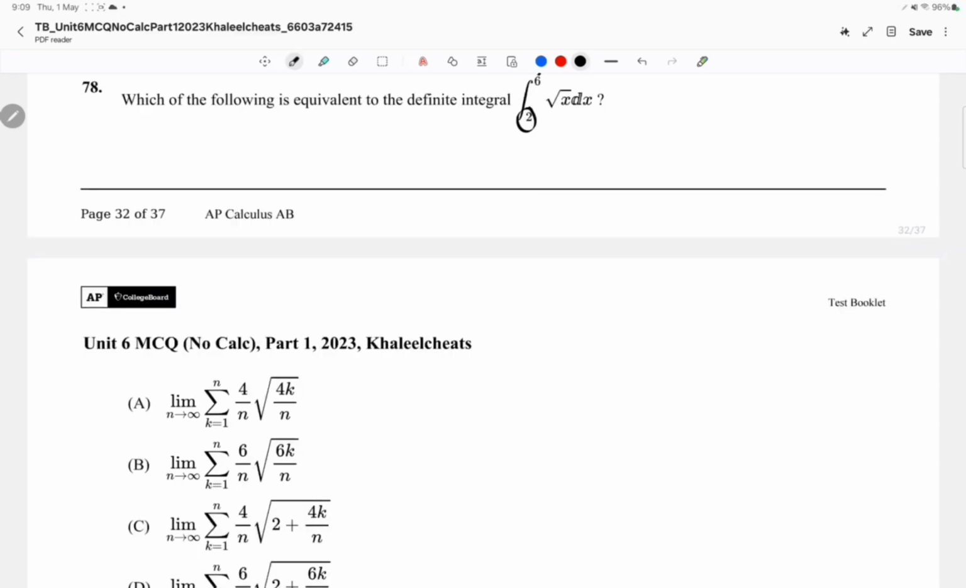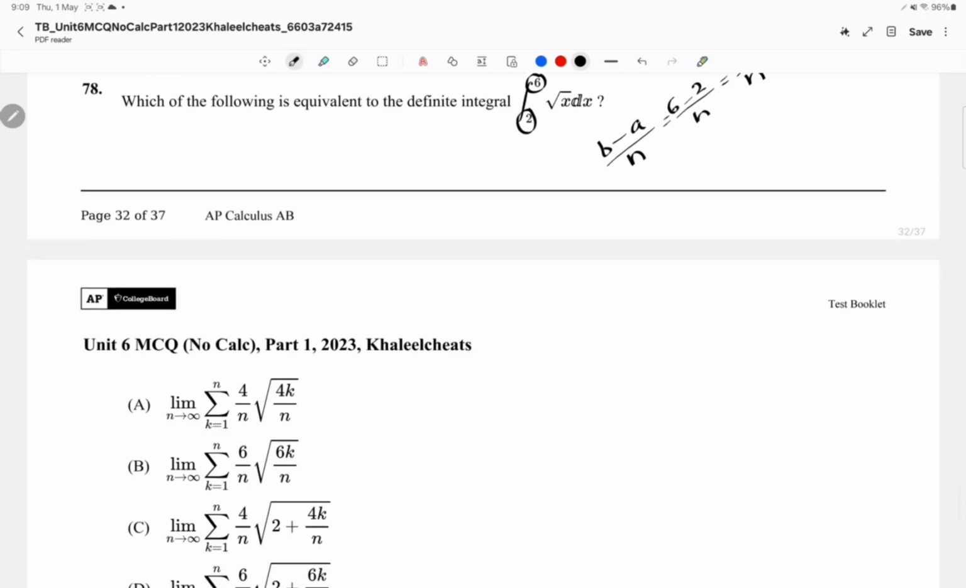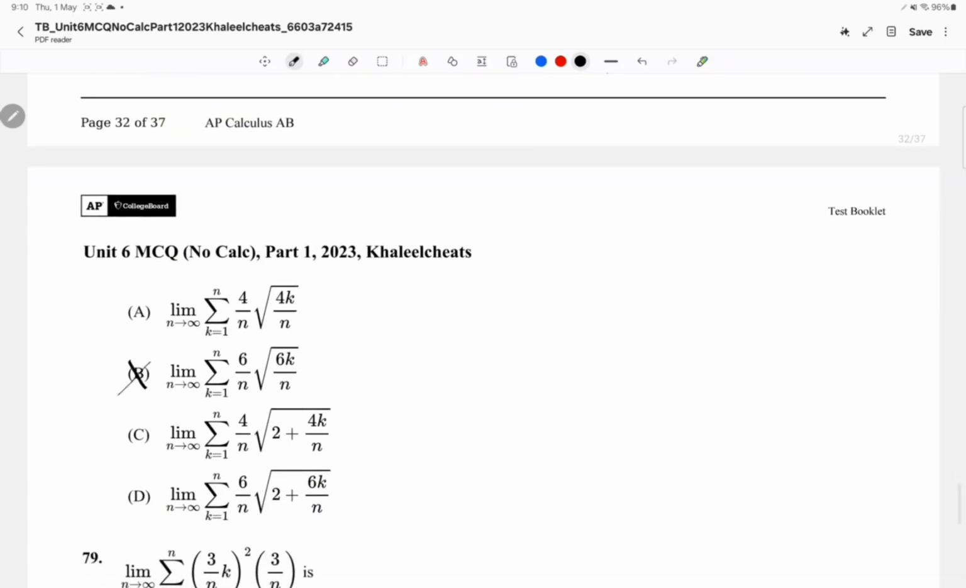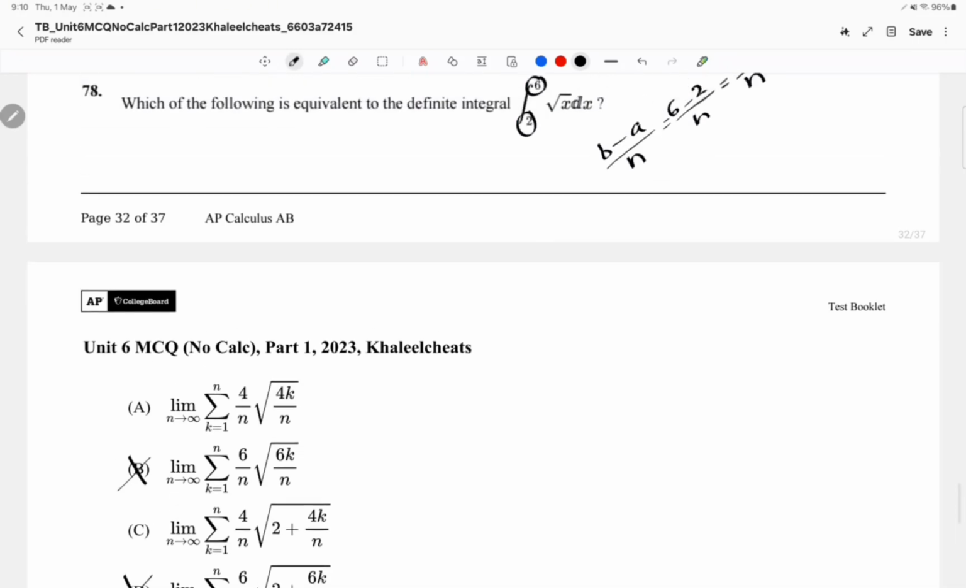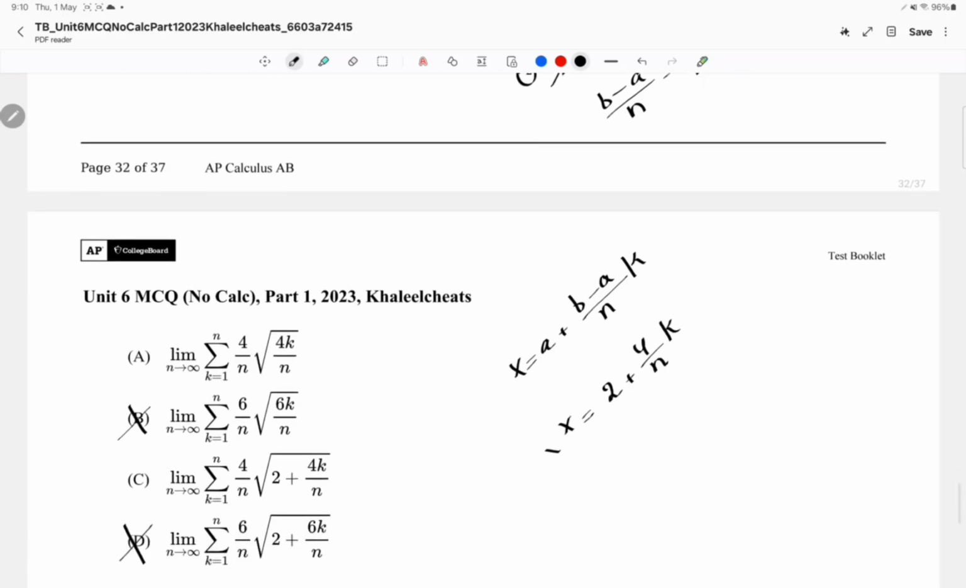So here a is 2 and b is 6. So we're going to say b minus a over n is equal to 6 minus 2 over n, which equals 4 over n. That means you must see 4 over n somewhere, which we don't see in B, which we don't see in D. Okay. Now we have to have x under the square root, and you should know that x is equal to a plus b minus a over n k. So x is equal to, our a is 2, plus 4 over n k. You must see this under the square root. So it's going to be choice C.